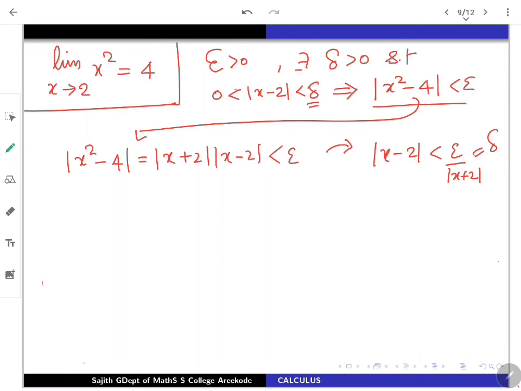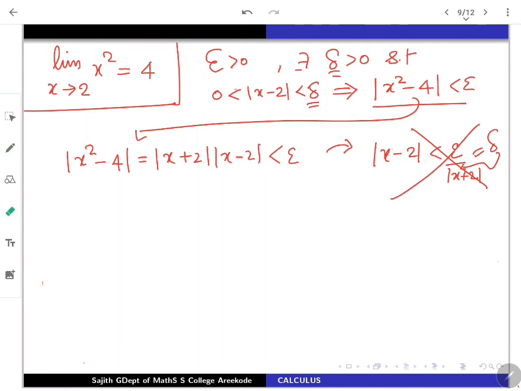Obviously not, because this delta is going to depend on your x. As x is changing, delta also will change. So that is not asked for. You have to find a positive delta irrespective of x which satisfies such conditions. So this is not going to be the way that one has to do.